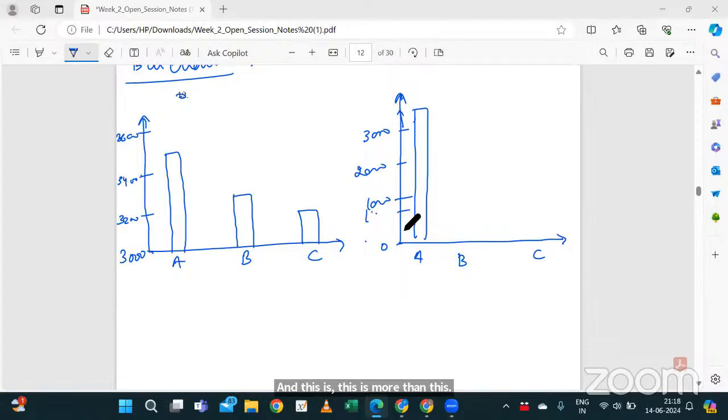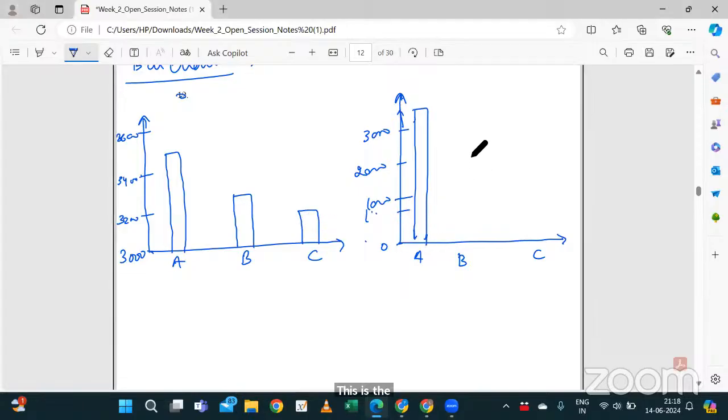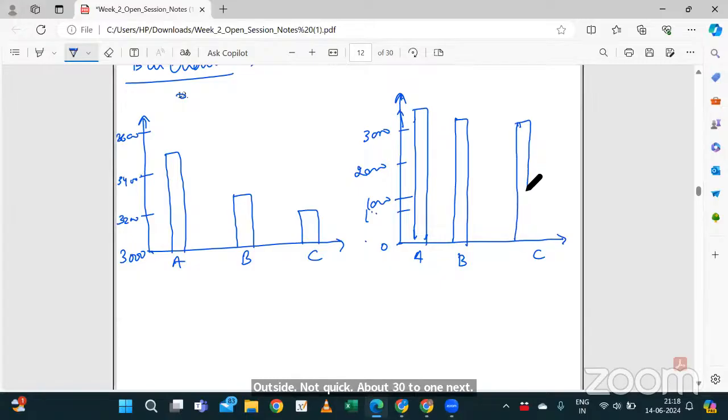This is A, and B is near 3400, more than 3200. So this is B. And C is also near 3000, right? Or sorry, not near, about 3200. Now what can you see in the first graph and the second graph? What is the difference you can observe? The first one is starting from 0. The second one is starting from 3000.